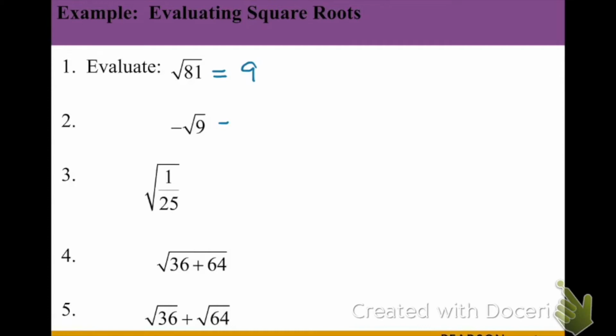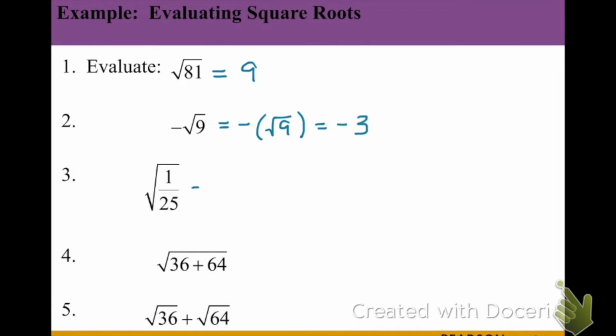In our second example, we had the negative square root of 9. In this case, since the negative is on the outside, we can go ahead and evaluate the square root of 9, which would be 3, because 3 times 3 is 9.